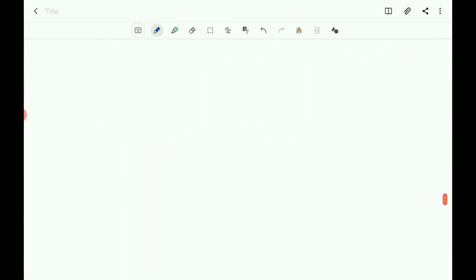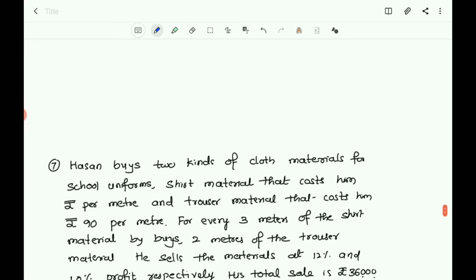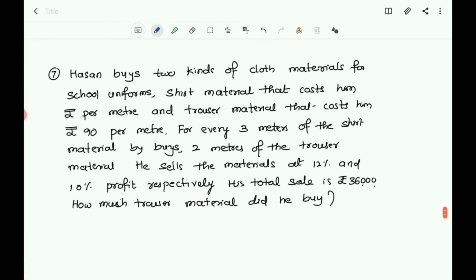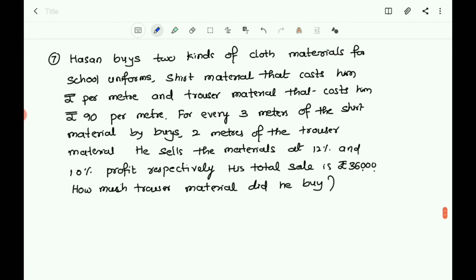Next, let us have the next question. See the next question here, that is the seventh question of that exercise. So what is that question? Hassan buys two kinds of cloth materials for school uniforms.